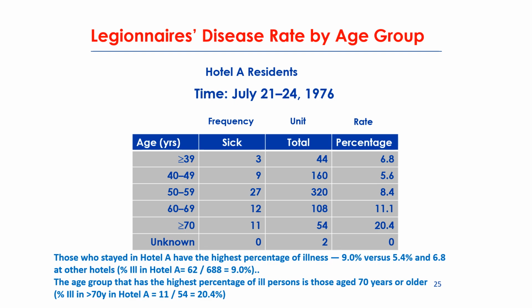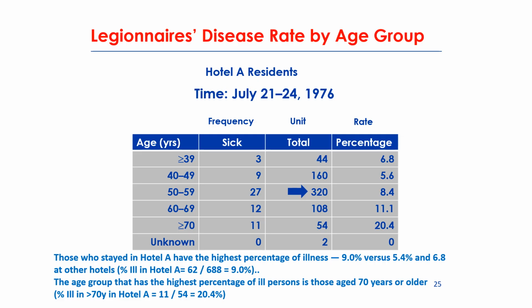After looking at the previous slide and calculating the percentage of those who developed the disease, that's what we call the rate of the disease, among all the different hotels, A, B, and C, we found that those who stayed in Hotel A had the highest percentage of illness. It was 9% in Hotel A compared to 6.8% and 5.4% in the other hotels.